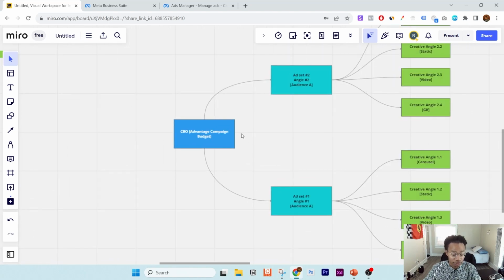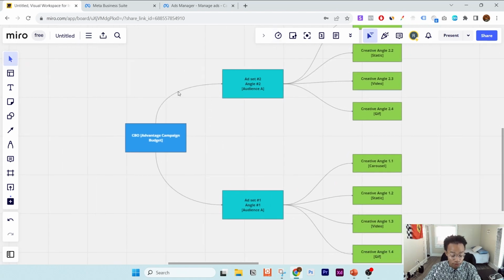So we like to start with one CBO, 2 ad sets, and inside these ad sets are going to be the angles. So we're going to have ad set number 1 with angle number 1 in audience A. And for the other ad set, we're going to have ad set number 2, angle number 2 in audience A. Notice that we did not change the audiences at all. We're keeping the audience the same and strictly testing the different creatives.